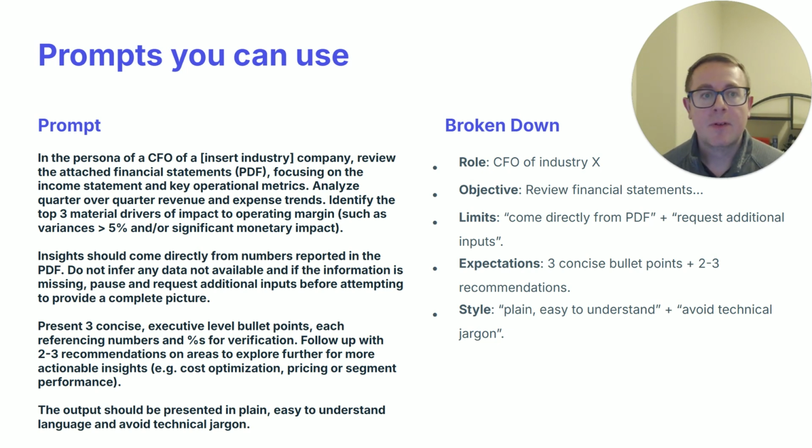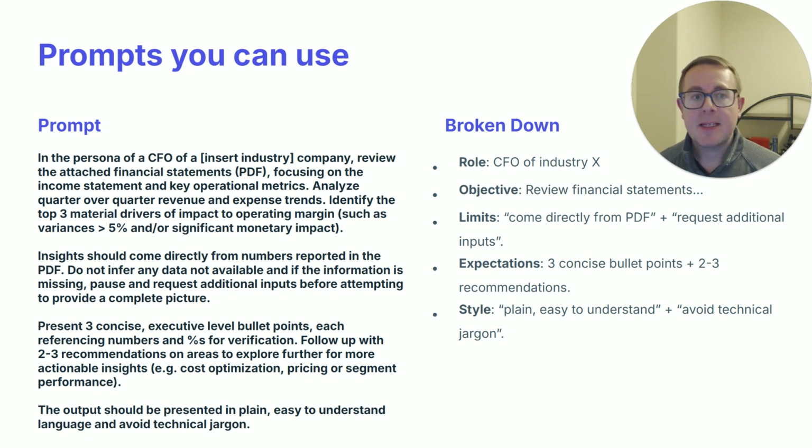In terms of the objective, we are looking to review the financial statements and analyze quarter-over-quarter revenue and expense trends. Now, the limits that we've given to the model, these are the safeguards that we're putting in place. And here we want to analyze and really focus on the numbers within the PDF attachment that we have provided to the model, and do not go outside of the information in that attachment to make sure that we're getting accurate information in our output.